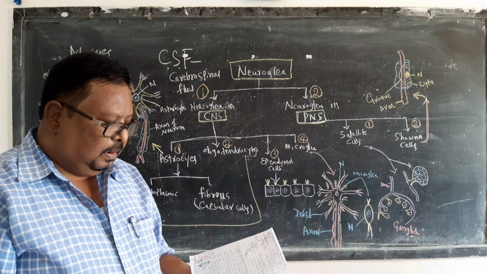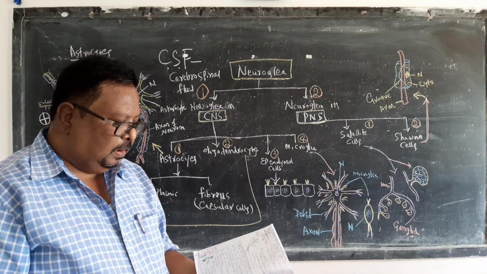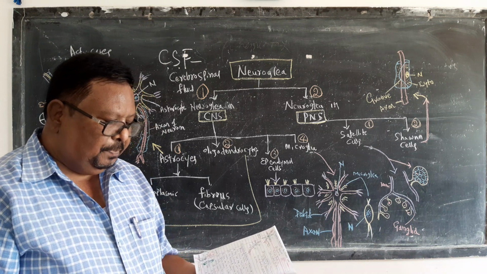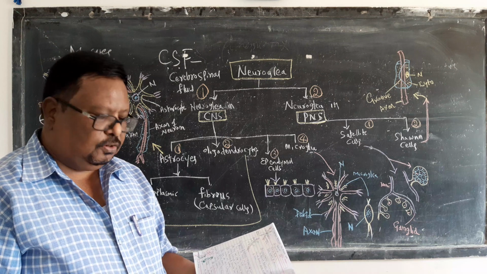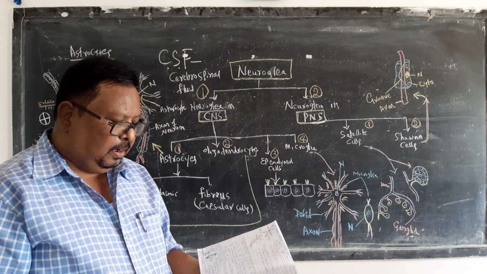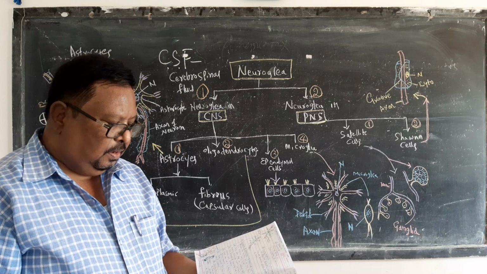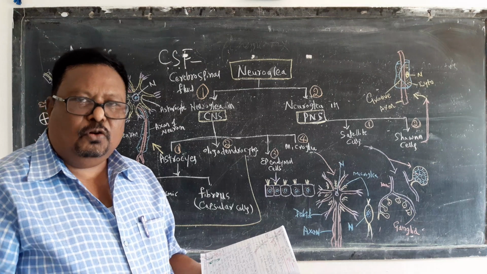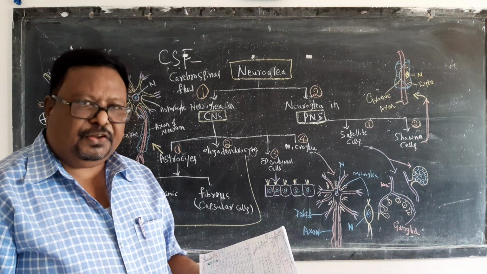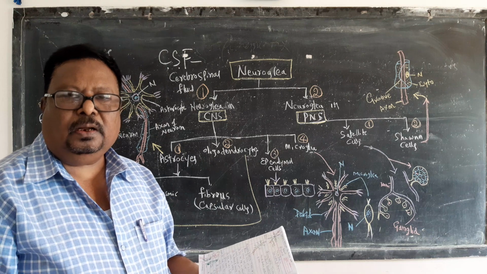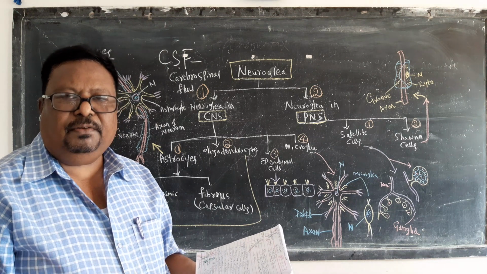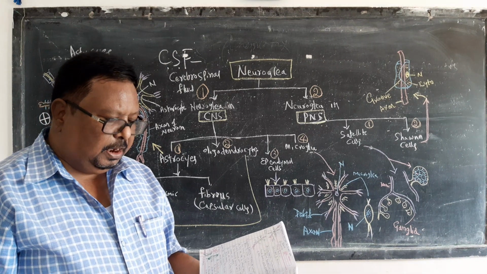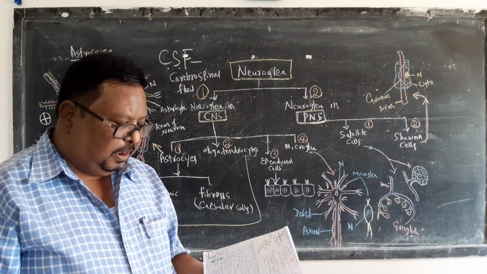The cell body is flattened. They are frequently associated with capillaries. They are capable of migration, proliferation, and phagocytosis. Migration means they move from place to place. Proliferation means developing or dividing. They divide to form new microglia. They have reproductive capacity.